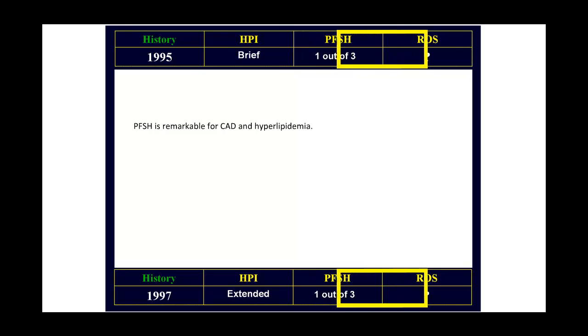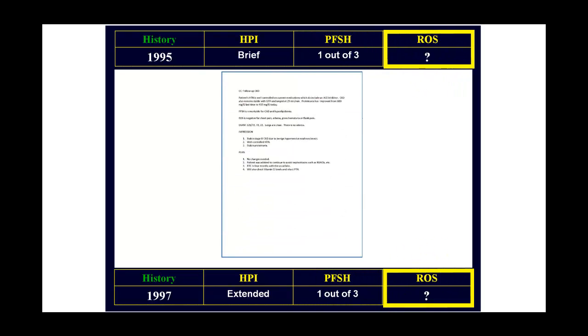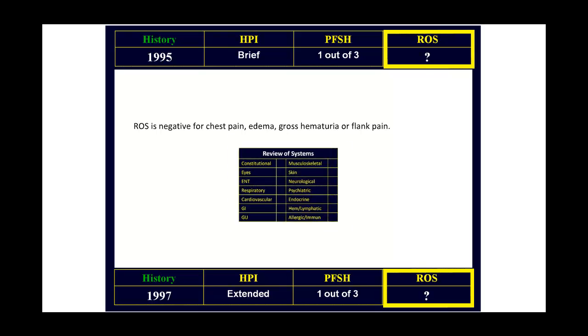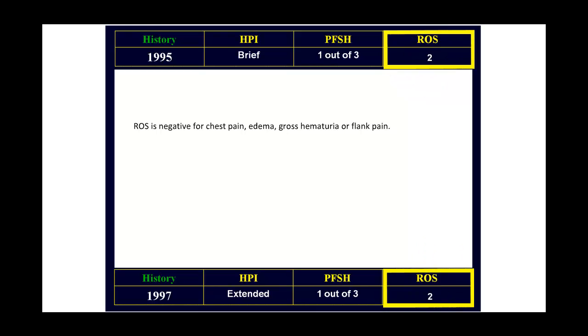The next step is to look at the ROS. The review of systems only takes up 1 line of our note that says ROS is negative for chest pain, edema, gross hematuria, or flank pain. This easily qualifies as review of the cardiovascular and GU systems, which means we get credit for 2 systems reviewed. There's no difference between the 1995 and 1997 guidelines when it comes to documenting the ROS.